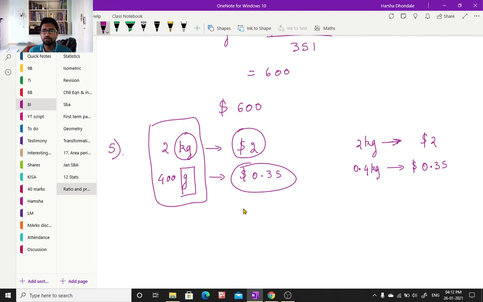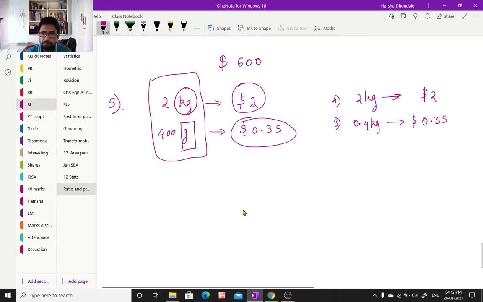So I'll call this as A and I'll call this as B. So with respect to A, 2 kg is costing me $2. 1 kg will cost me how much? 2 divided by 2 equals 1. 1 kg will cost me $1.